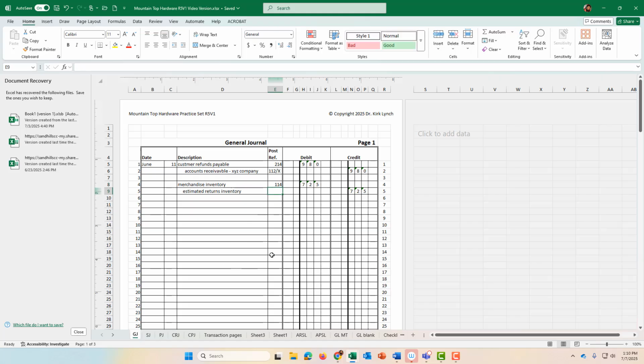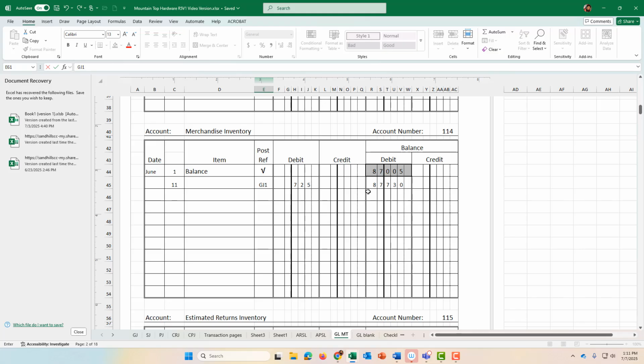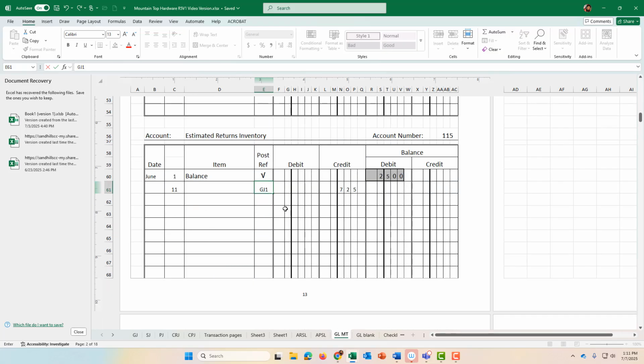And finally, to post this estimated returns inventory in our general ledger, it's the account right below this. We're going to credit $725. So let's put that in there before I forget the number. This was June 11th. It came from general journal page 1, and I can already see that I made a mistake up here. No, we're good. Yeah, we're good there. Thought for a minute I had subtracted instead of added.